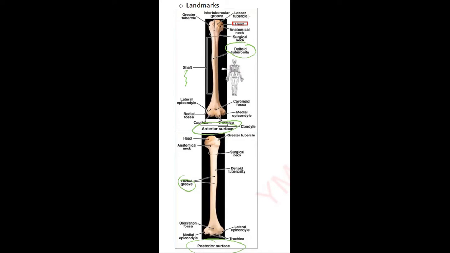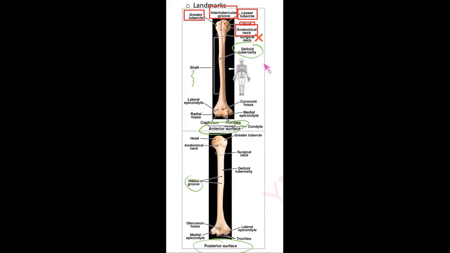The head forms a type of joint called ball and socket, taken in the next chapter, inshallah. The anatomical neck allows attachment of the joint capsule. These two tubercles serve as a site of attachment also, but for some muscles and ligaments. The intertubercular groove, also known as the bicipital groove, allows the biceps brachii tendon to pass. The surgical neck isn't a landmark. Now the deltoid tuberosity is where a muscle called the deltoid attaches, and the radial or spiral groove is an oblique groove where a nerve called the radial nerve passes through.